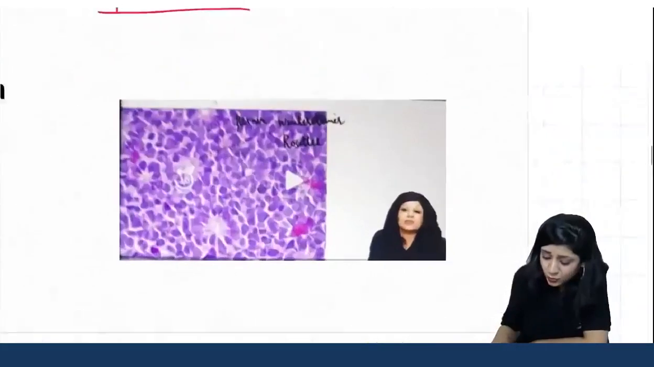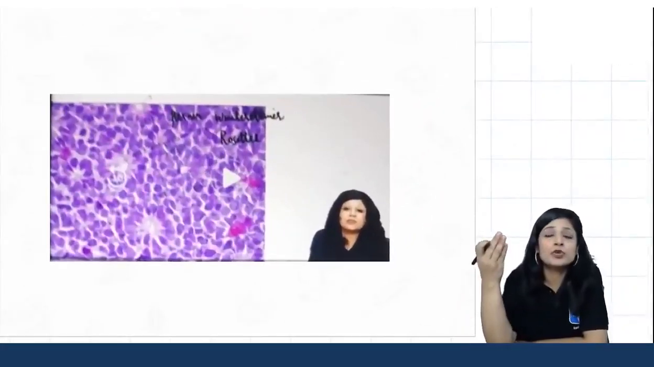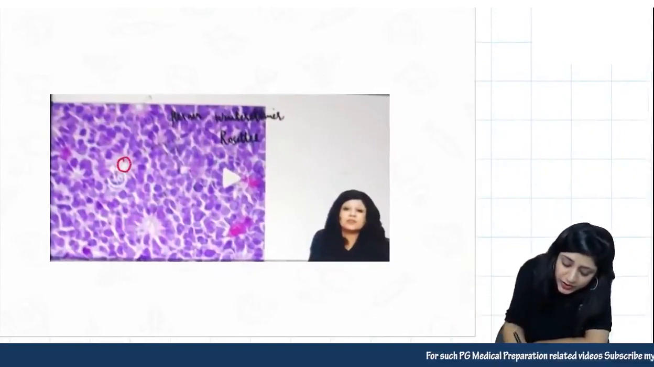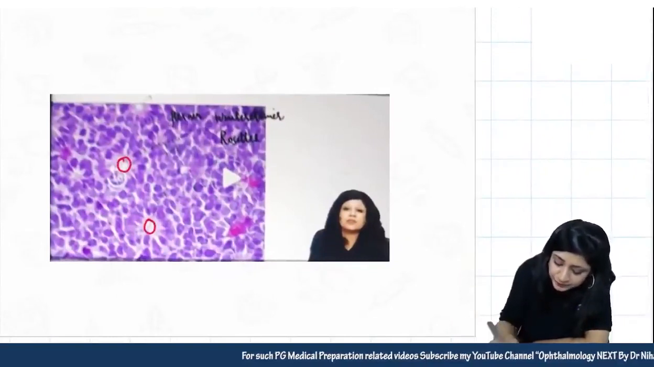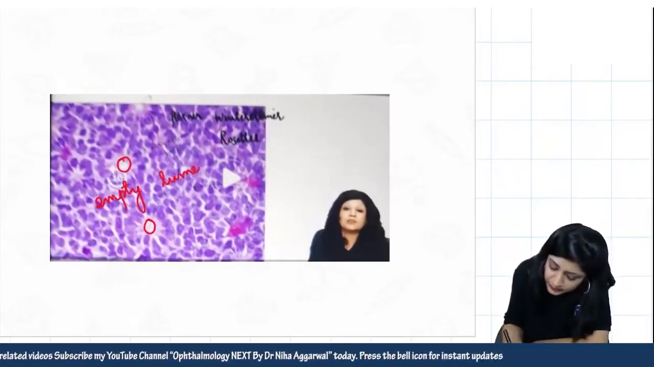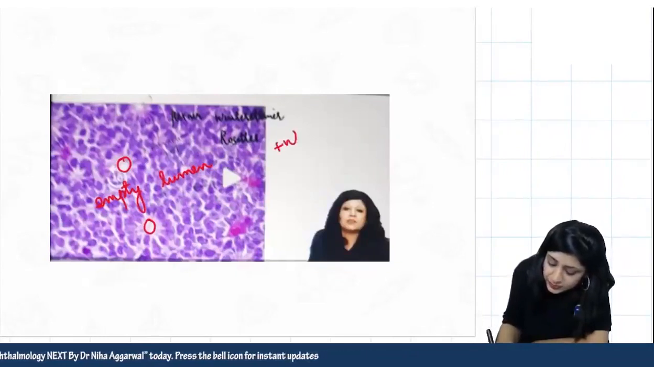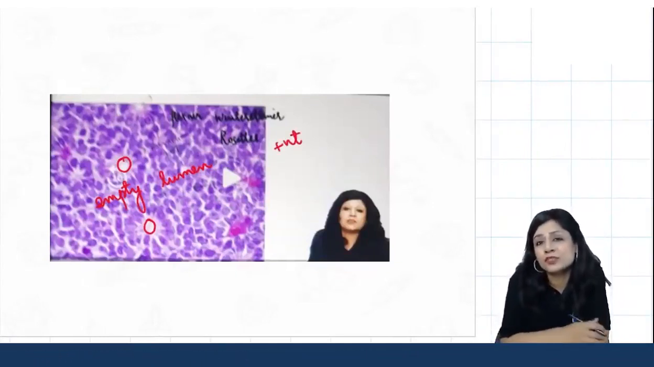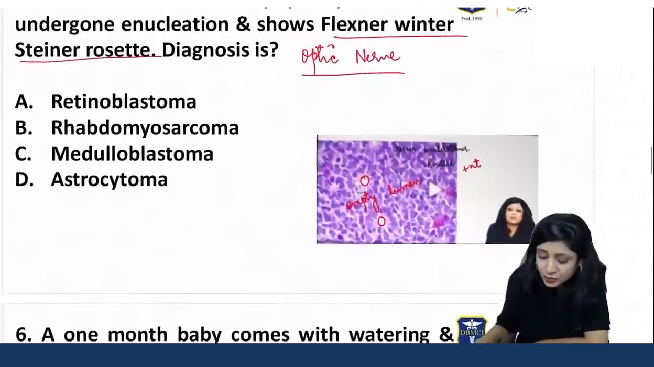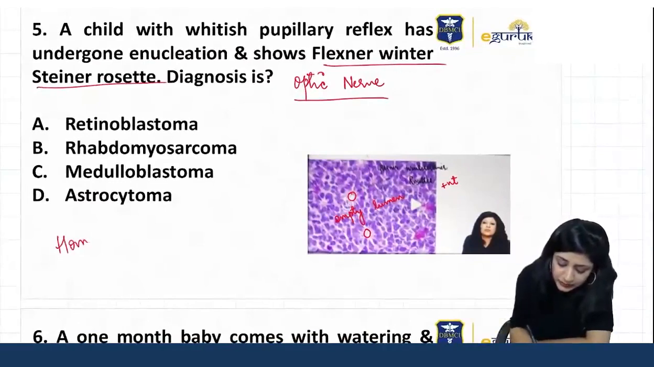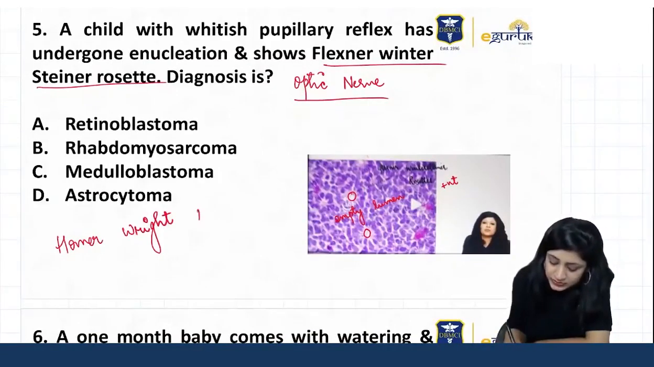I think I have told you multiple times, and I even showed you the histology in the classes. Flexner Wintersteiner rosettes is the one where you can see the empty lumen. Empty lumen is present, then it is the Flexner Wintersteiner. What is the name of the other kind of rosettes that we see in cases of retinoblastoma? It is the Homer Wright rosettes.